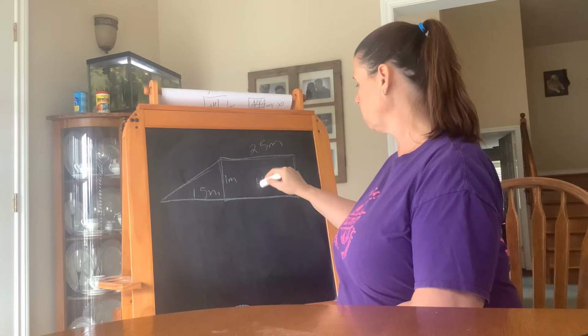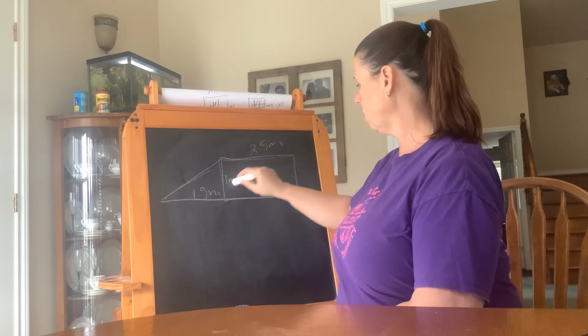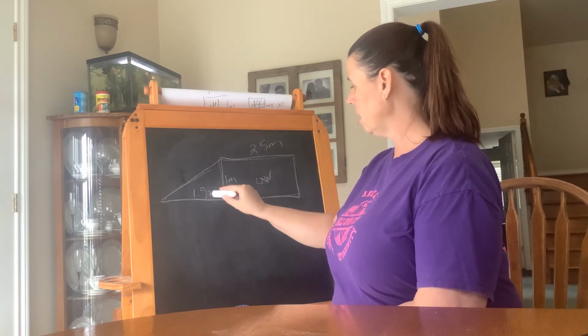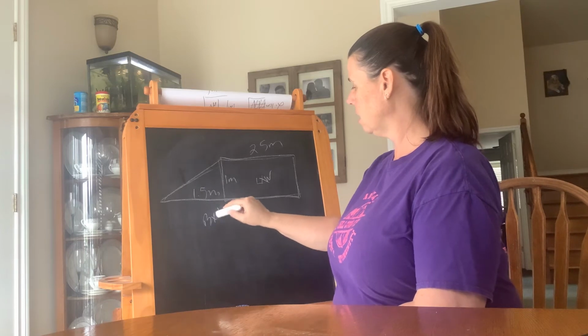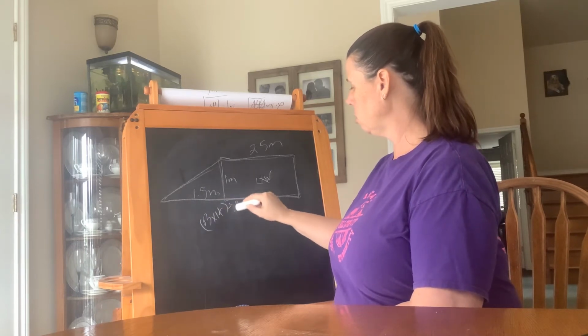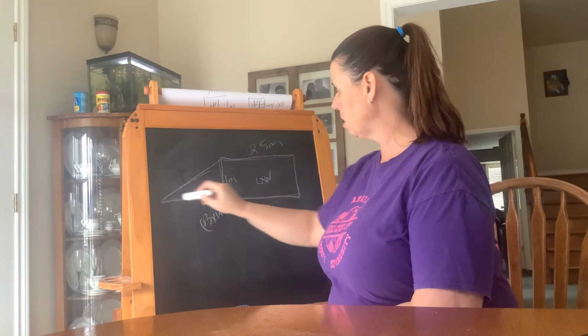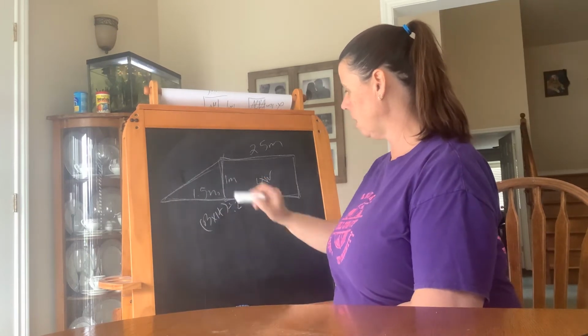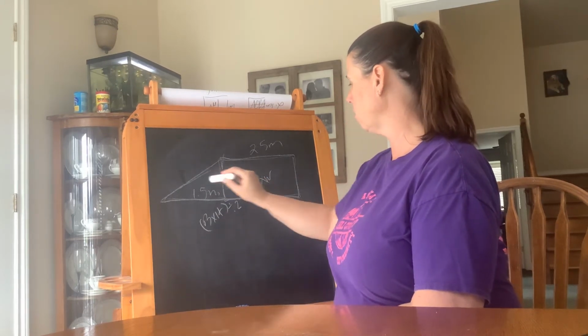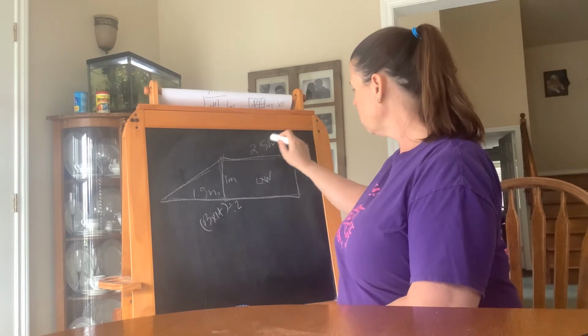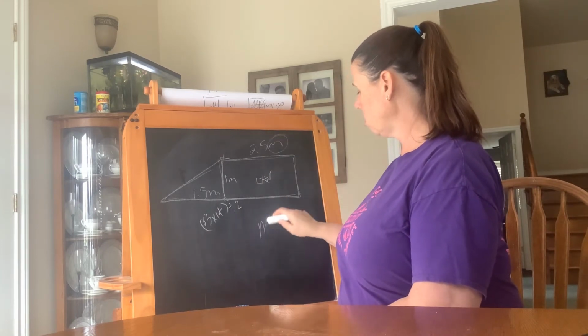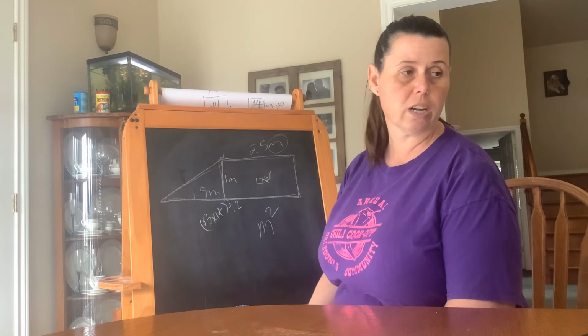Remember, length times width. We have length, we have width. Triangle, base times height, divided by 2, right? They've given us the base, they've given us the height. Multiply them together, cut it in half. Get the area for here, the area for here. The units are meters, so your answer will be in meters squared.